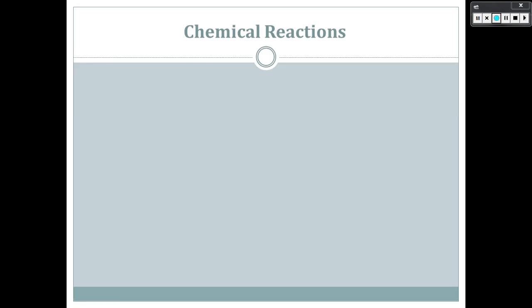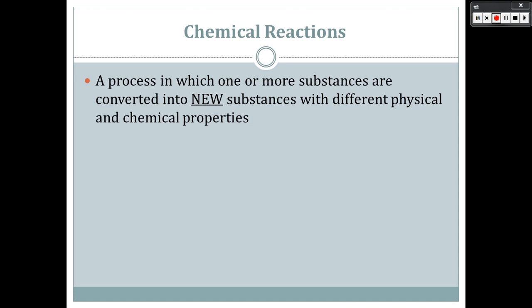Just again to review, and I know I've said this, I think this is the 3rd time I've said it in notes, a chemical reaction is a process where you have one or more substances that are converted into new substances with different physical and chemical properties. So it could be different color, different density, different odor, different state of matter, all sorts of different properties, but it's a new substance. It's not the same substance.